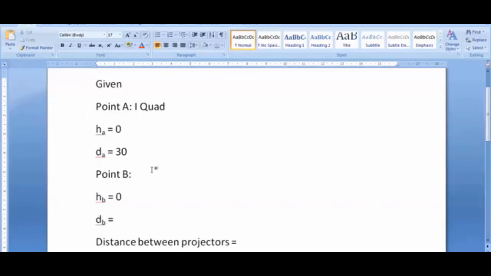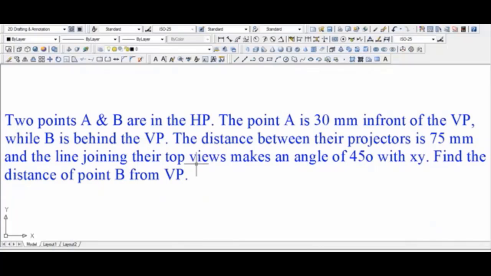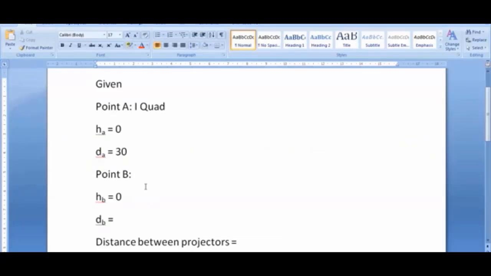Now let us shift our focus towards point B. B is behind the VP. How much behind the VP? This is the question which strikes me immediately. B is just behind the VP, but how much behind? No such information has been given to us as to what the distance is. We don't know how much this distance is. But one thing is for sure, that point B is behind the VP, so we can say that B lies in the second quadrant.